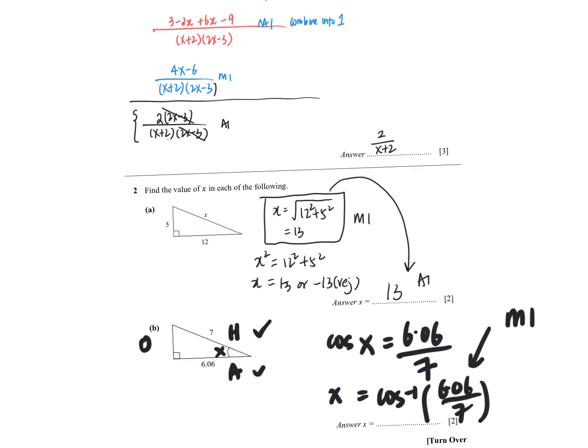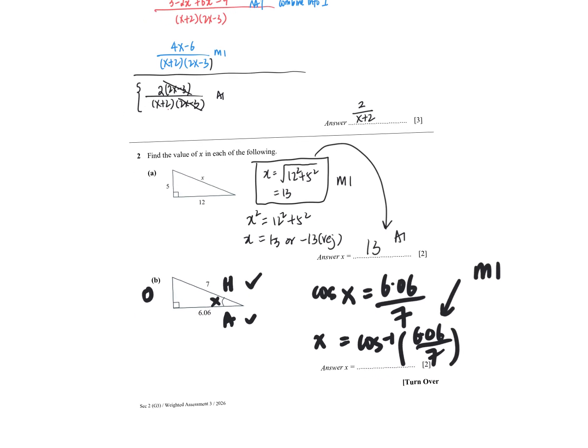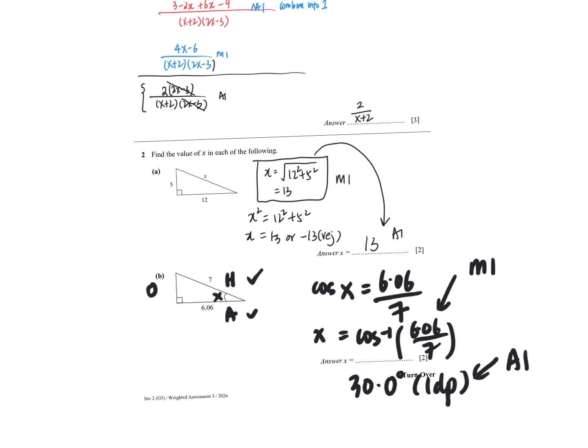Some of you pressed the calculator wrongly, your final answer was different. Some of you never gave me 1 dp, so minus 1. So if the angle answer is not exact, you must give me 1 dp. You cannot give me 30. 30 is an exact value. You must give me 30.1, 30.0. So these are the marks.